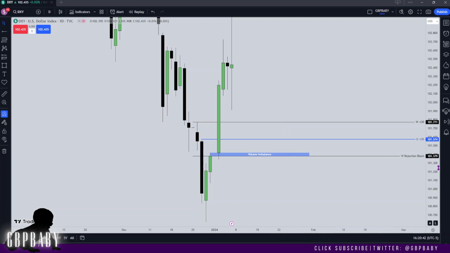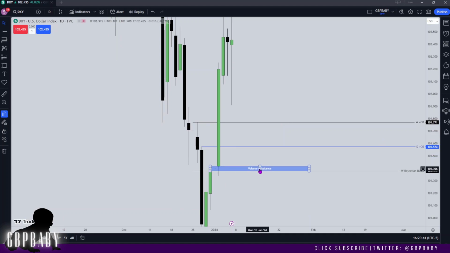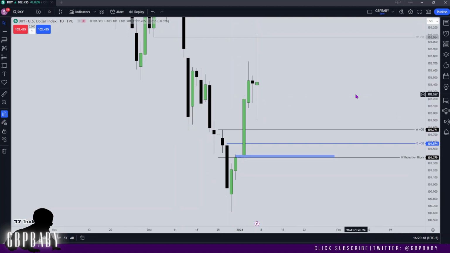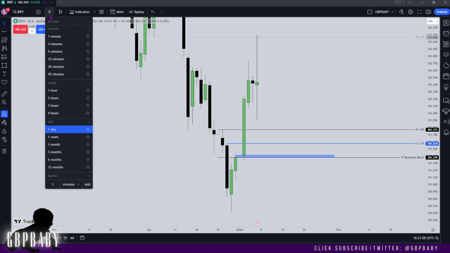But overall, I would like to see if we can reach this volume imbalance. Now, we do have a lot of news this week. We have CPI, and we have consumer sentiment, and all sorts happening on the Thursday and Friday. So we can anticipate a lot of volatility towards the end of the week, and hopefully see the high of the week get made within the Monday or Tuesday.